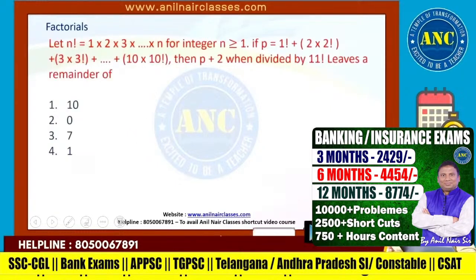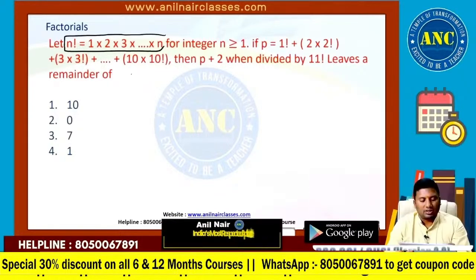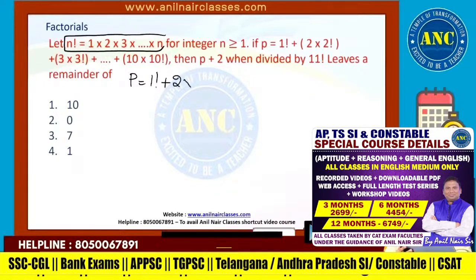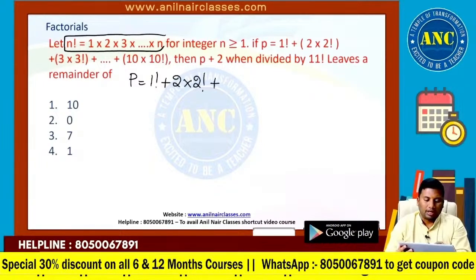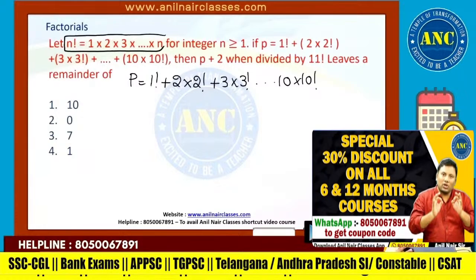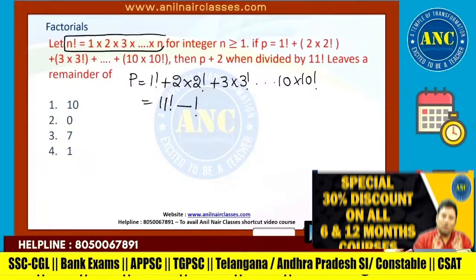Now, this question, see here. N factorial, the definition of a factorial is given. P is 1 factorial plus 2 into 2 factorial plus 3 into 3 factorial and so on up to 10 into 10 factorial. These are nothing but 11 factorial minus 1. Are you all with me?